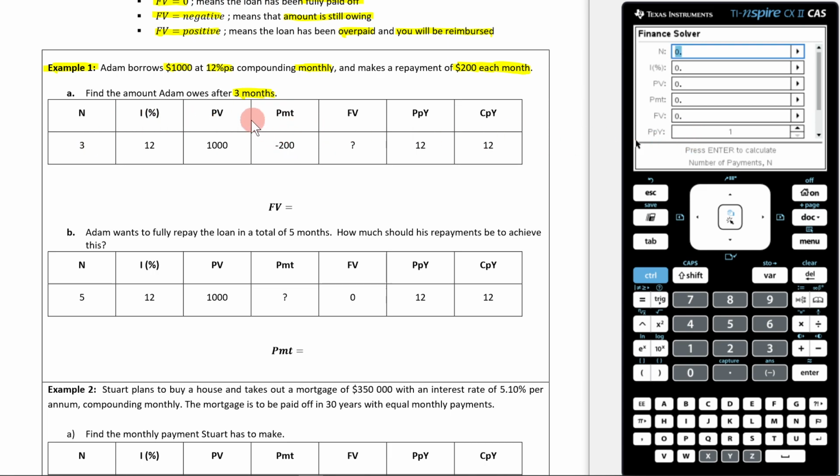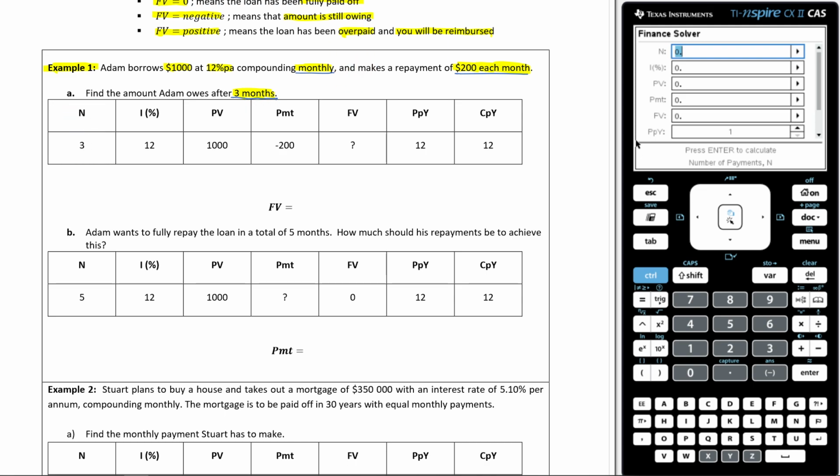Because let's look at what we're going to put into our finance solver, because some of this has been pre-filled for us. Find the amount Adam owes in 3 months. So Adam is borrowing $1,000 at 12% per annum compounding monthly and makes repayments of $200 each month. First things first, take note, this will always happen: the interest is being compounded monthly and your payments are being made monthly. It's always going to be the same for your interest and repayments. If it's monthly, then the other one will be monthly. If it's weekly, then the other one will be weekly. So when it says find the amount Adam owes after 3 months, we're talking about after 3 payments. So into our N spot, we put a 3.